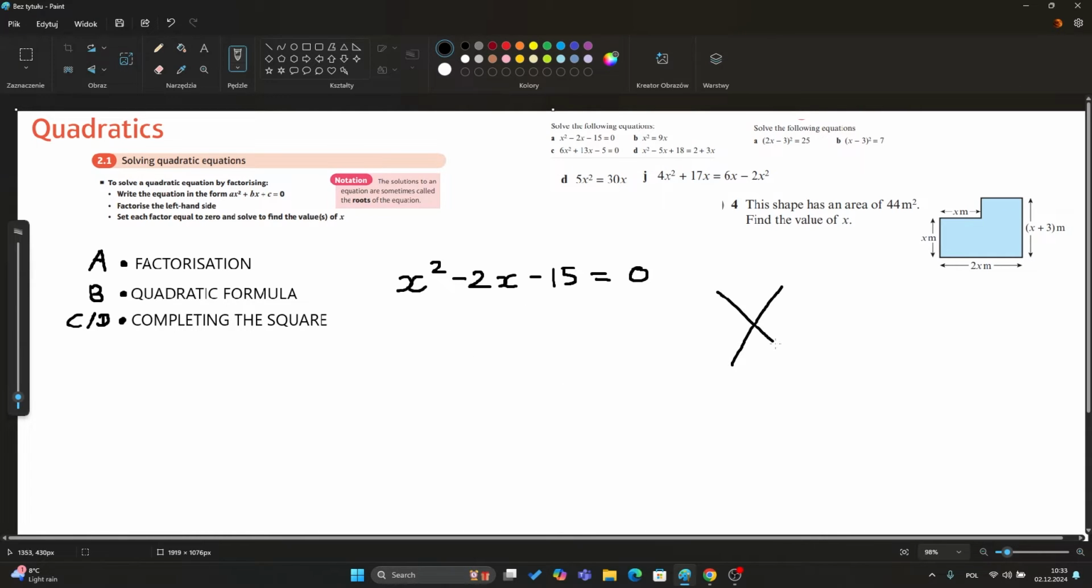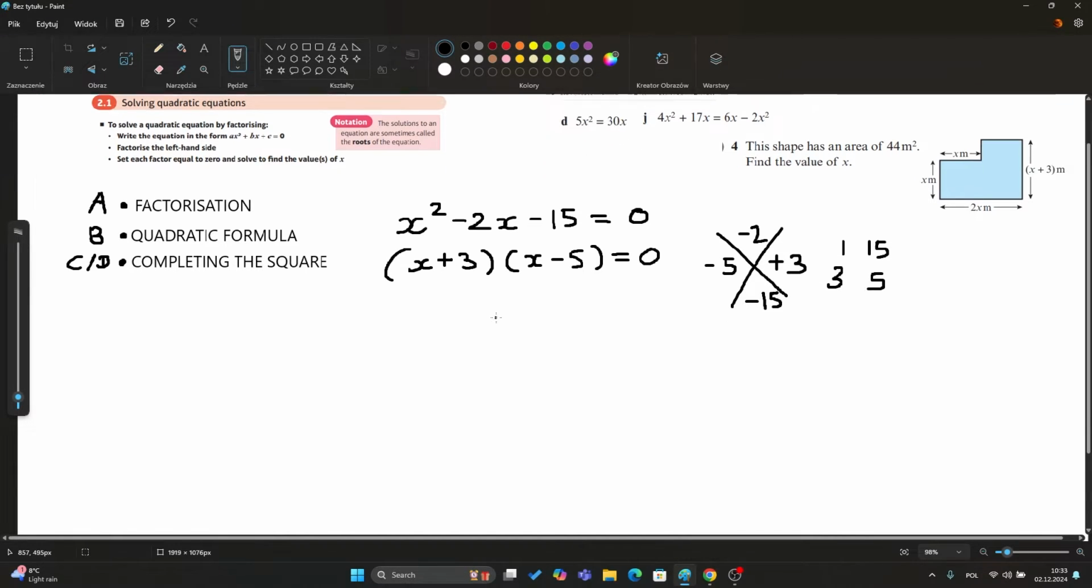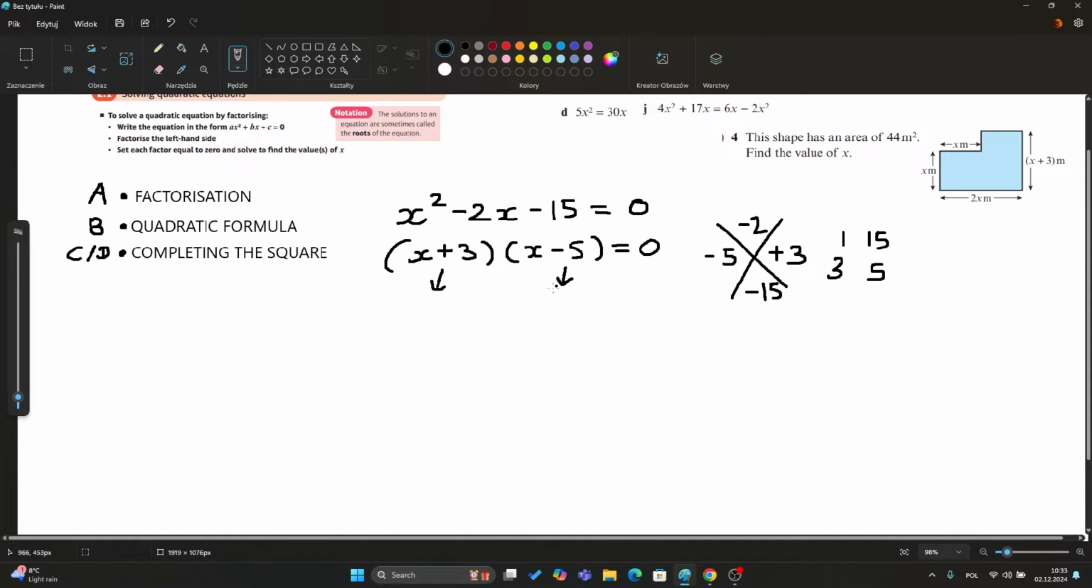So we factorize this part, so minus 15 and minus 2, so that is 1, 15, 3, 5, that is minus 5 plus 3, so that is x plus 3, x minus 5 equal to 0. So now we set both of those equal to 0. So x plus 3 equals 0, and x minus 5 equals 0. And therefore our result is x equals minus 3 or x equals 5.